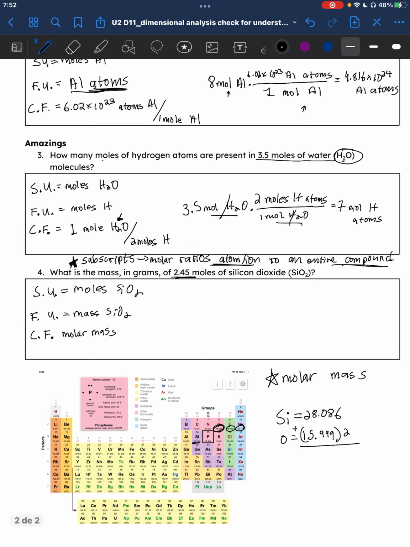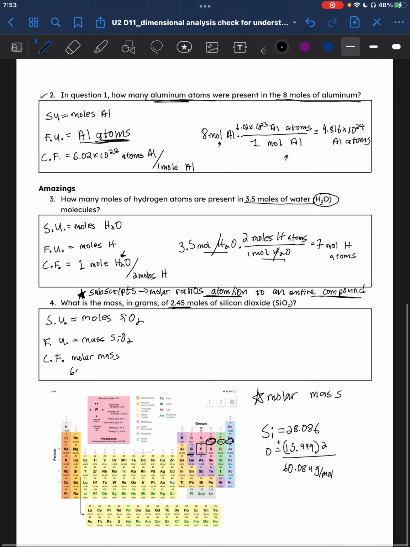So I'm going to do this separately instead of opening up my calculator. I trust that you can do this addition. So I'm doing 28.086 plus 15.999 times 2. And the molar mass that I get, 60.084, and the unit for molar mass is grams per mole.